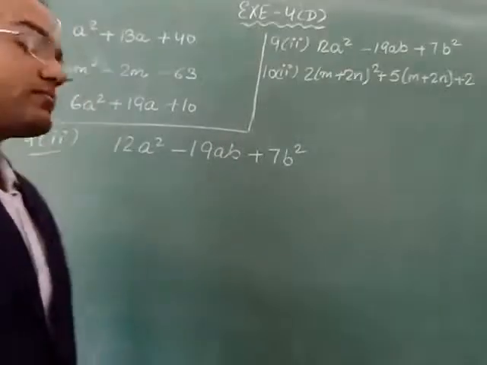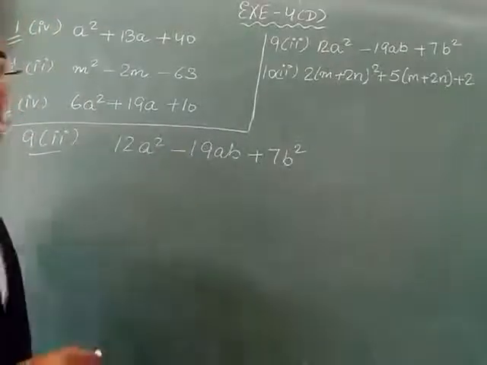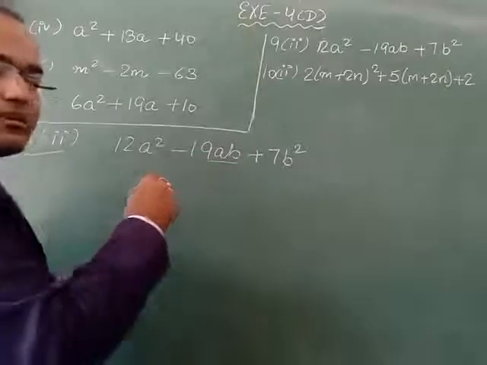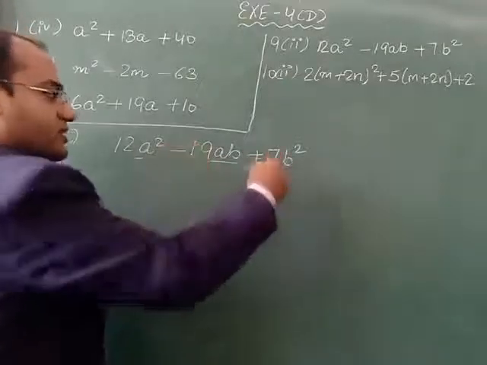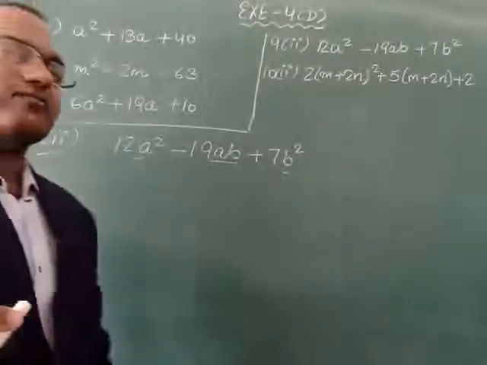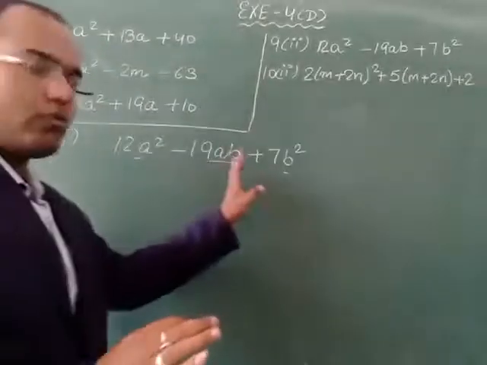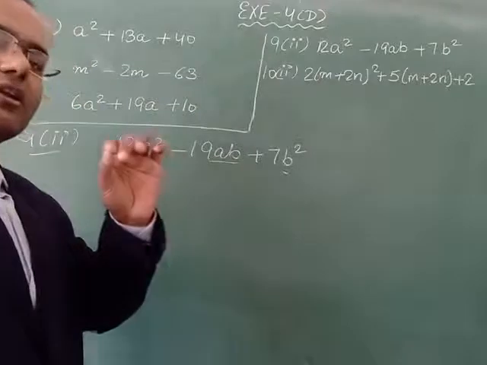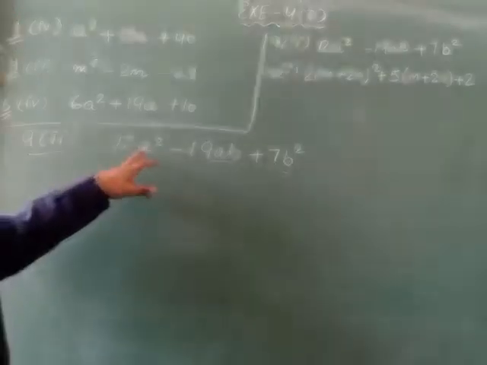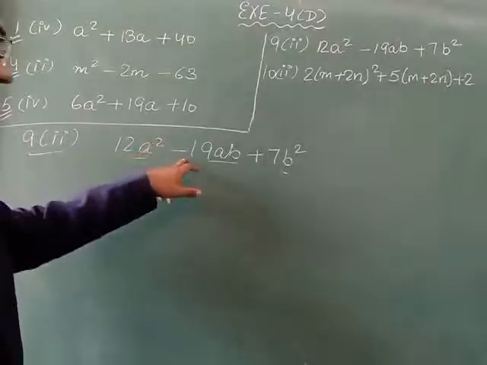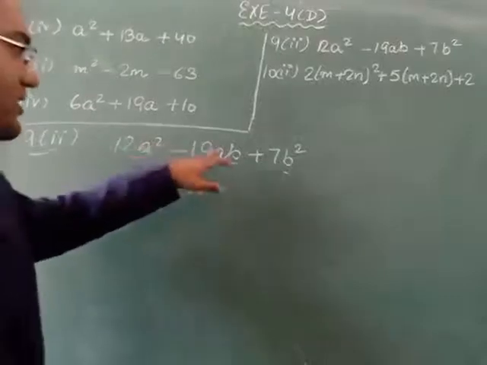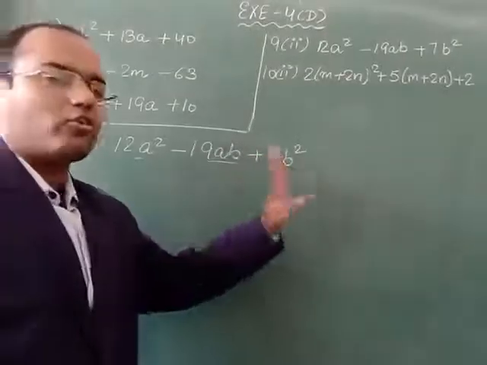Here two alphabets are coming, A as well as B. Here it is A and here it is B. So no need to get confused. We will take both, but we have to observe only one alphabet. Let's observe A: this is a², this is A, and here no A is coming.